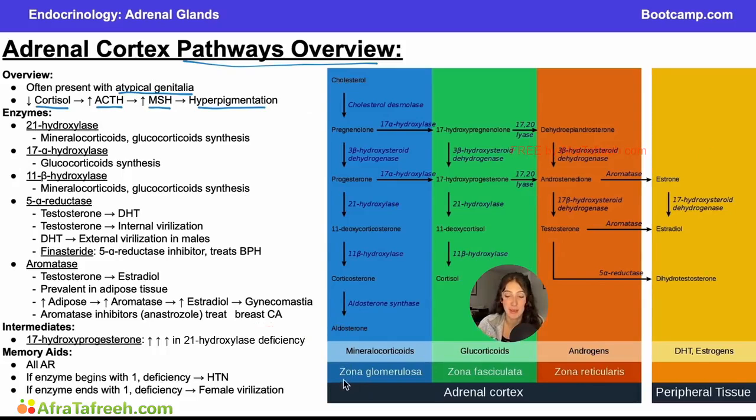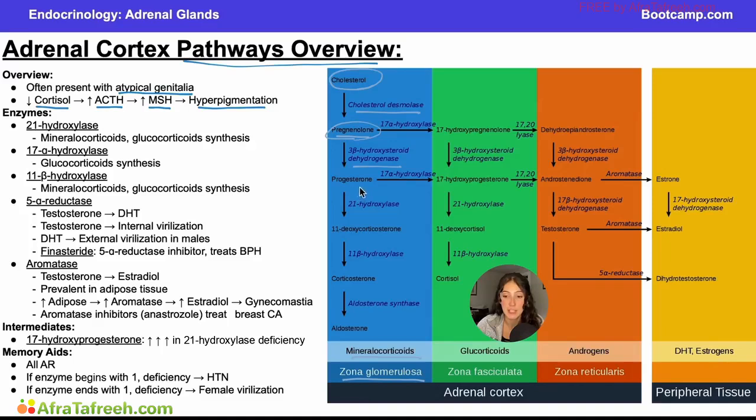So starting out with this pathway, we'll begin in the zona glomerulosa, and the zona glomerulosa is responsible for making our mineralocorticoids, things like aldosterone. Feeding into this pathway will be cholesterol. Cholesterol is the starting point for all of the hormones that will come out of the adrenal cortex. Cholesterol desmolase converts cholesterol into pregnenolone.